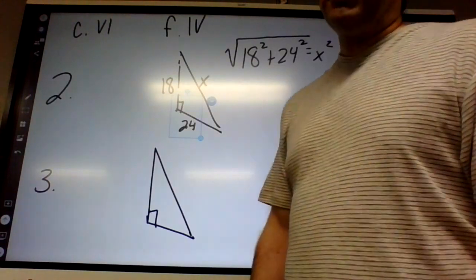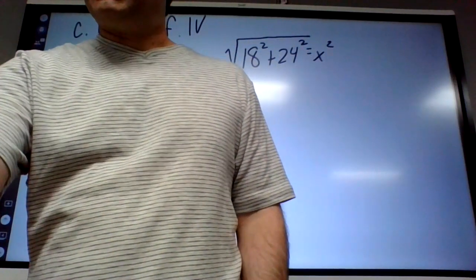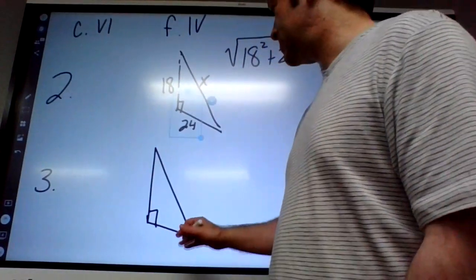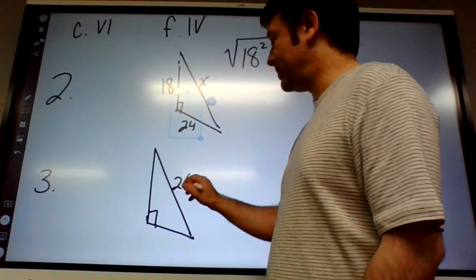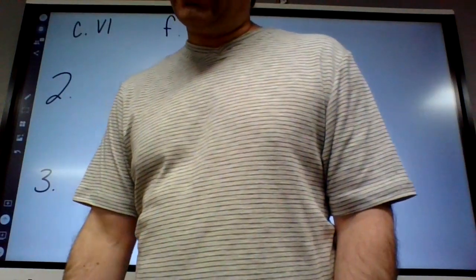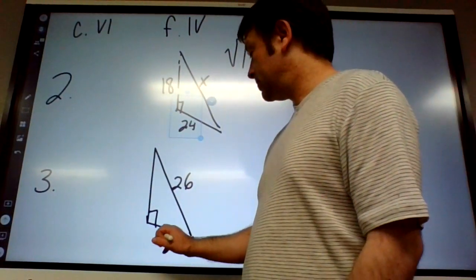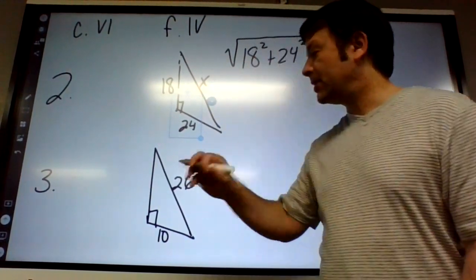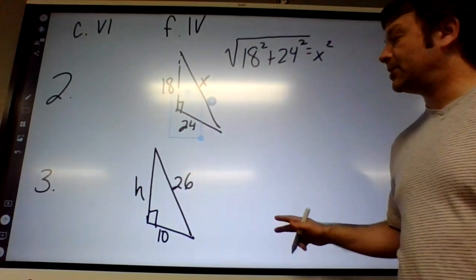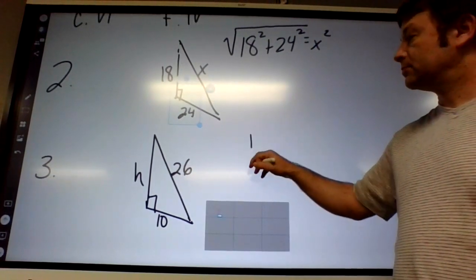Okay, so on 3, slightly different. It says AG is 26, so that would be the slant height, that one. And HG is 10, that's the apothem. And they're going to ask for the height, so how would this one set up? A squared plus.